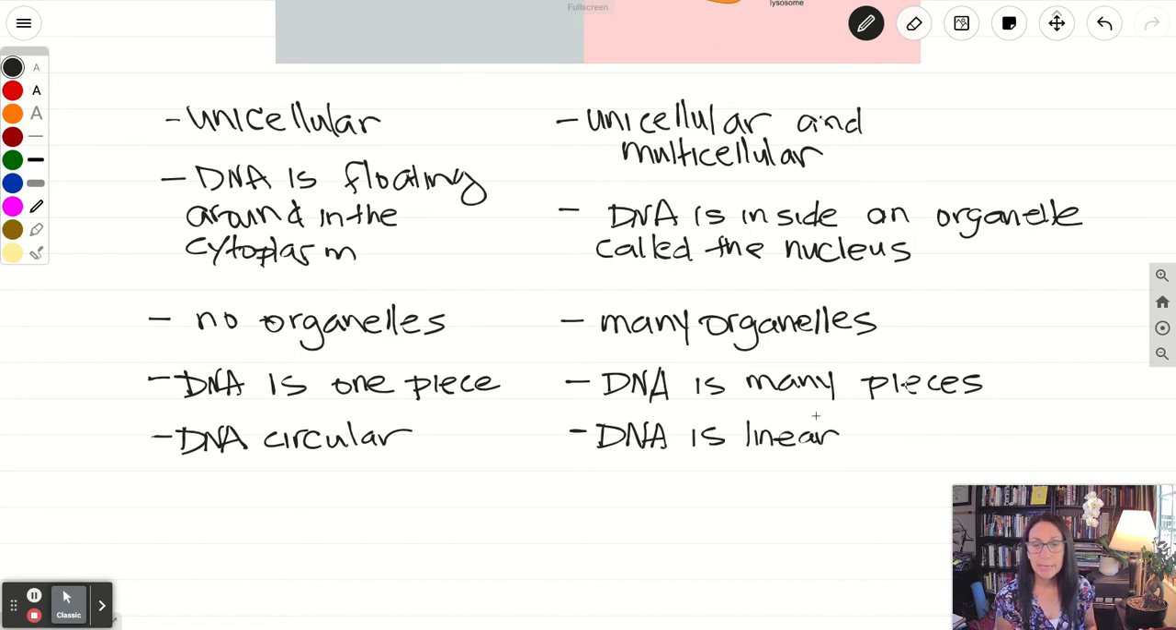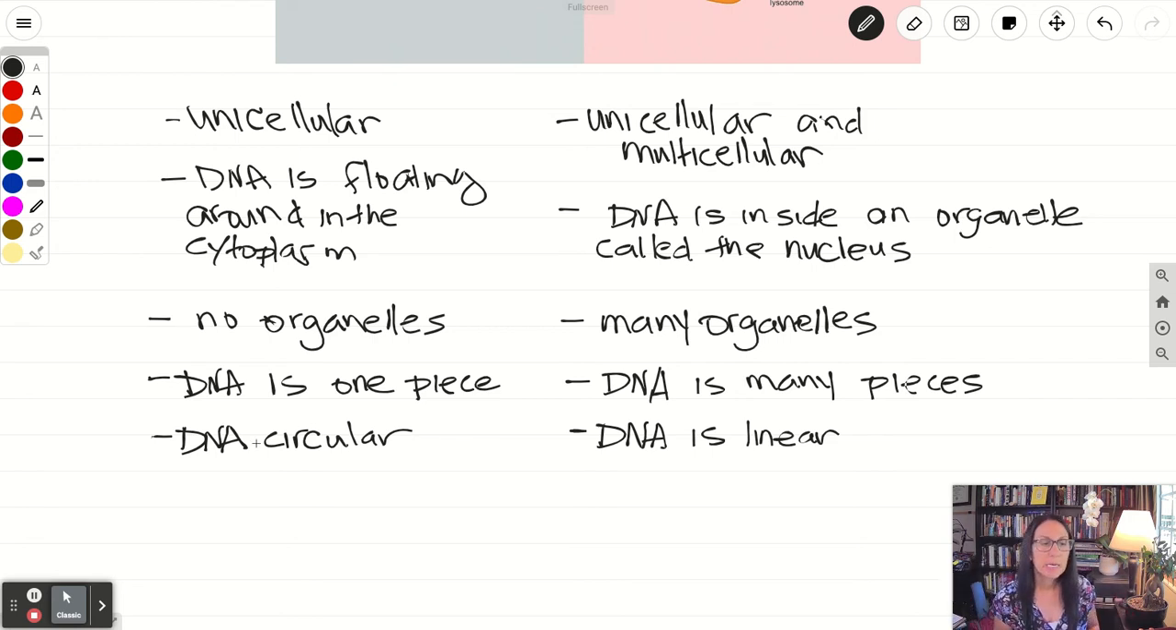So the DNA is in pieces called chromosomes. All the chromosomes in a eukaryotic organism like us are in straight up and down pieces. Our chromosomes are up and down. In a bacteria, a prokaryotic organism, there's just one piece of DNA and it's in a circular piece. So that chromosome is in a circle. Okay, so that's kind of weird.